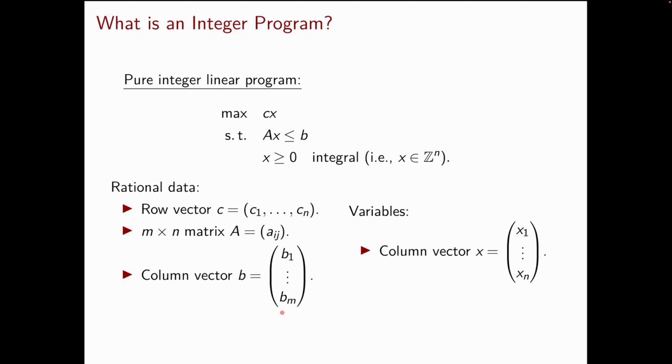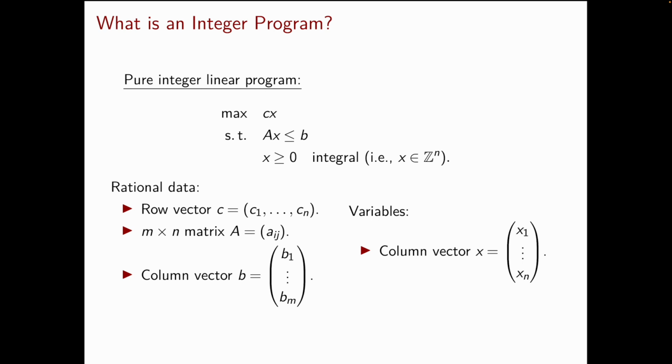Throughout this course, we always assume that the data is rational, so that the vector c, the matrix A, and the vector b all have rational entries. In some of the theorems that we're going to prove, this rationality assumption is fundamental, and the same statement just wouldn't go through with more general data, like for example real data.